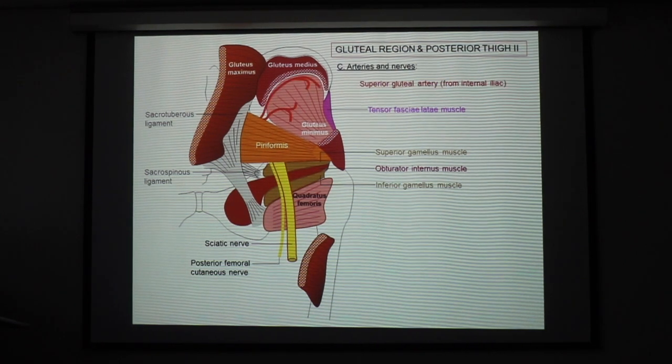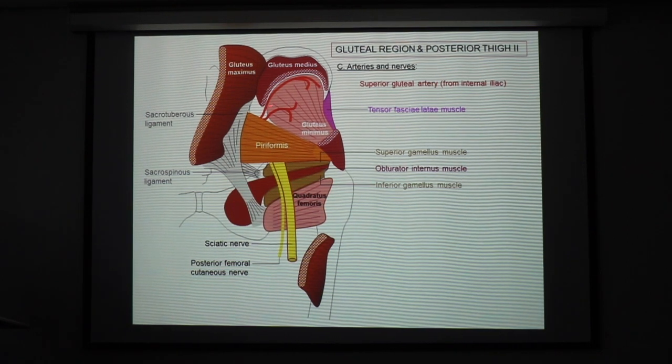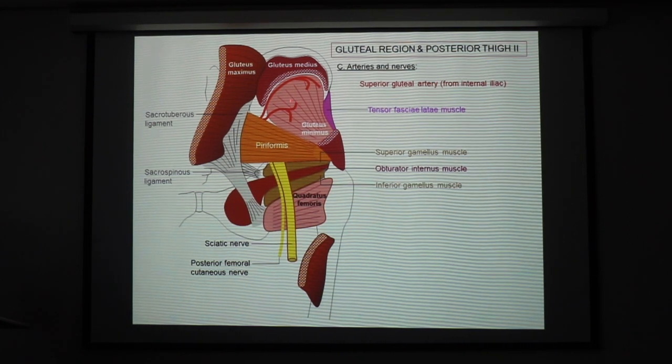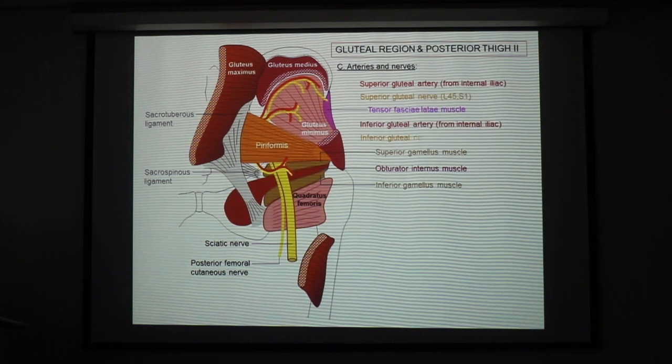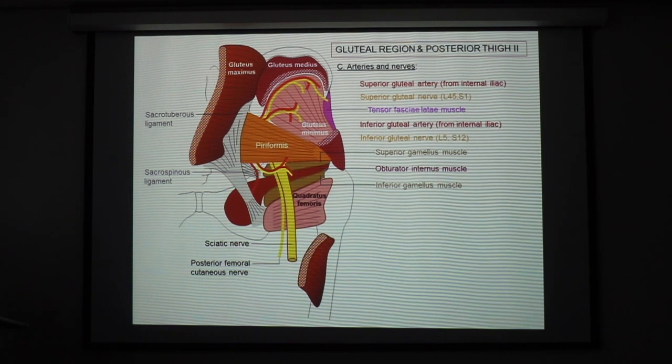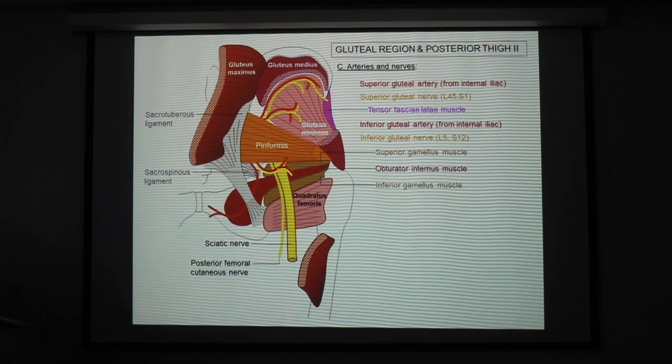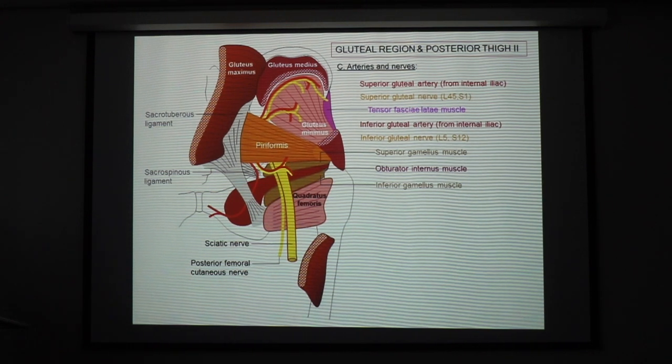Okay, now we look at the arteries and the nerves. You can see the superior gluteal artery is coming out above the piriformis muscle. It is going to supply the gluteus medius and the minimus muscle. Then you have the inferior gluteal artery and the nerve, which is coming out below the piriformis muscle. It is going to supply the gluteus maximus muscle.